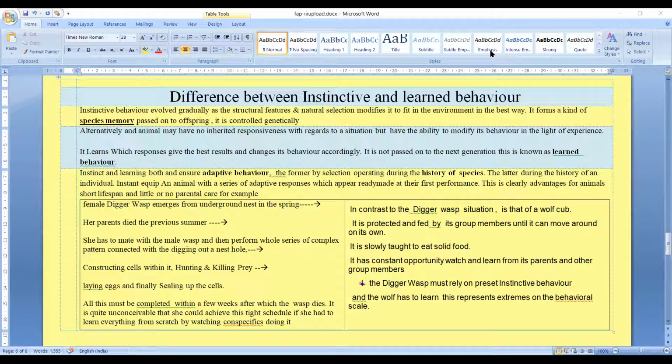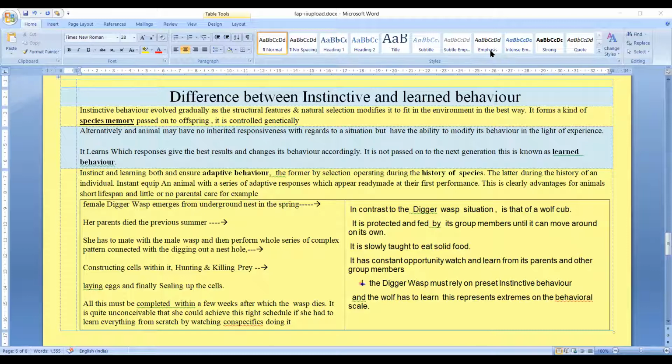See, instinctive behavior evolved gradually as the structural features and natural selection modify it to fit in the environment in the best way. It is a kind of species memory passed on to offspring. That is, it is controlled genetically.